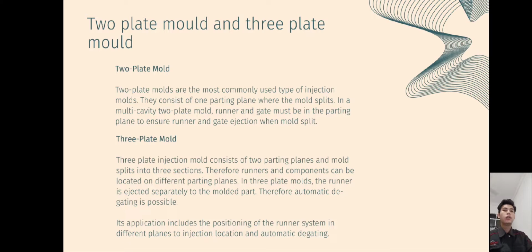will not split. For the 3-plate mold, the 3-plate injection mold consists of 2 parting planes and the mold splits into 3 sections. Therefore, runner and component can be located on different parting planes. In the 3-plate mold, the runner is ejected separately from the molded part. Therefore, automatic degating is possible. Its applications include the positioning of the runner system in different planes to the injection location, and automatic degating.